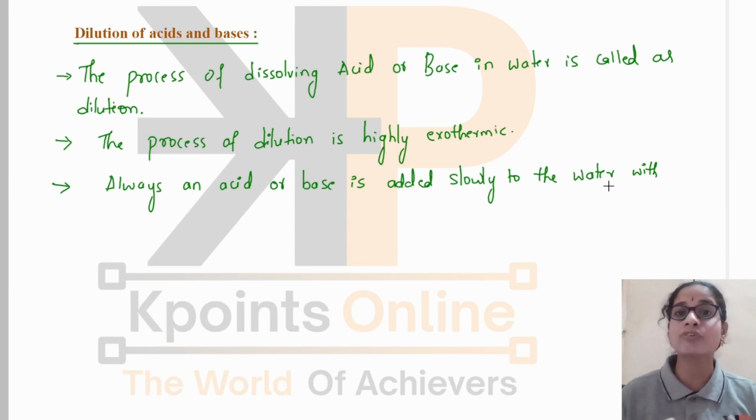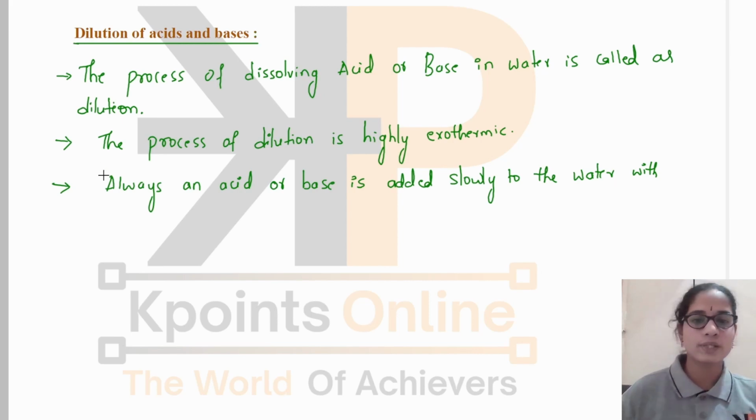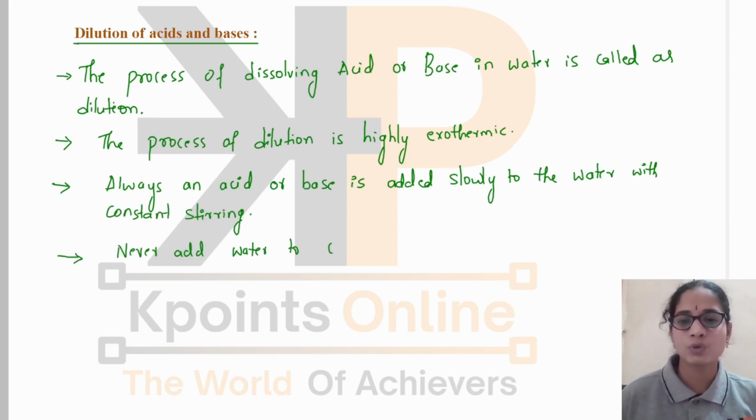Whereas if you add water to the concentrated acid or base, then the acid or base starts dissociating into their respective ions. Then suddenly the temperature rises, and there is no water to absorb that heat. The mixture suddenly splashes out, and sometimes breakage of the container may also happen. So with constant stirring, never add water to concentrated acid or base.